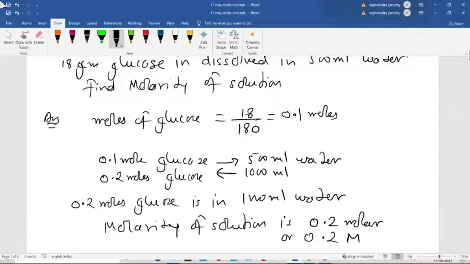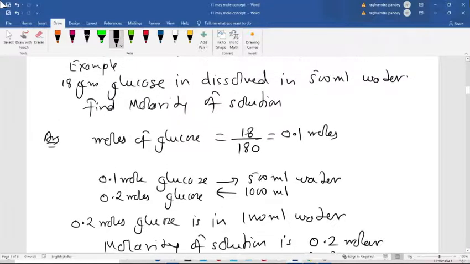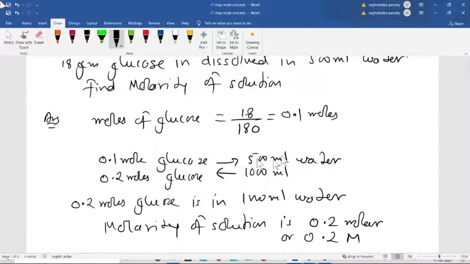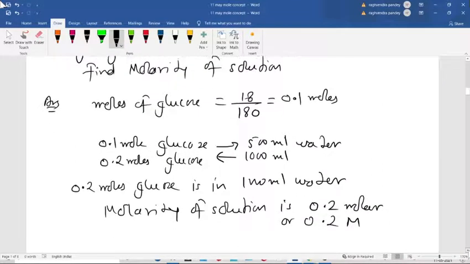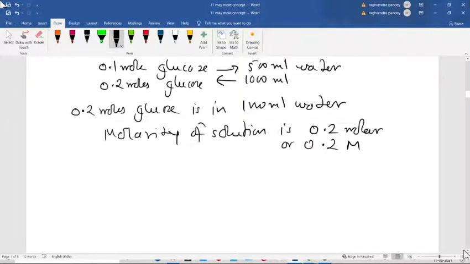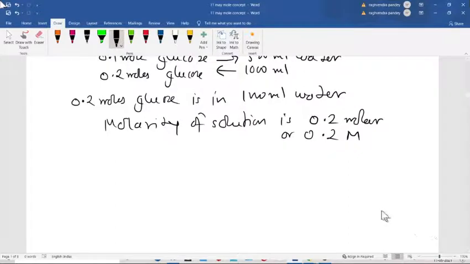Understood this? So I am repeating this one. 18 gram of glucose is dissolved in 500 ml of water. We have to find the molarity of solution. So first find out the moles of the solute, then you have to see how much ml is there for the solvent, and respectively you have to calculate for the 1000 ml. So that is all. Any confusion you can ask anybody.